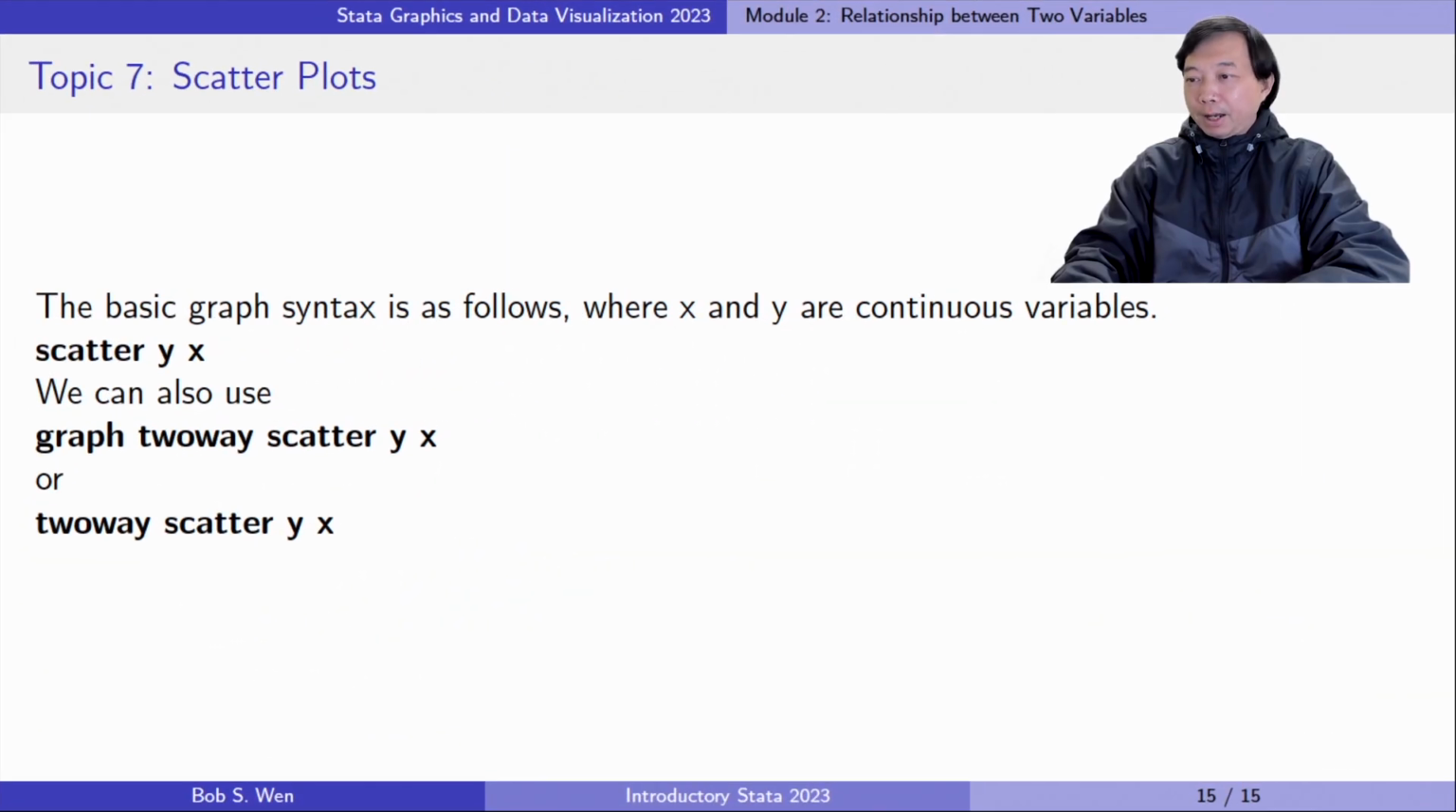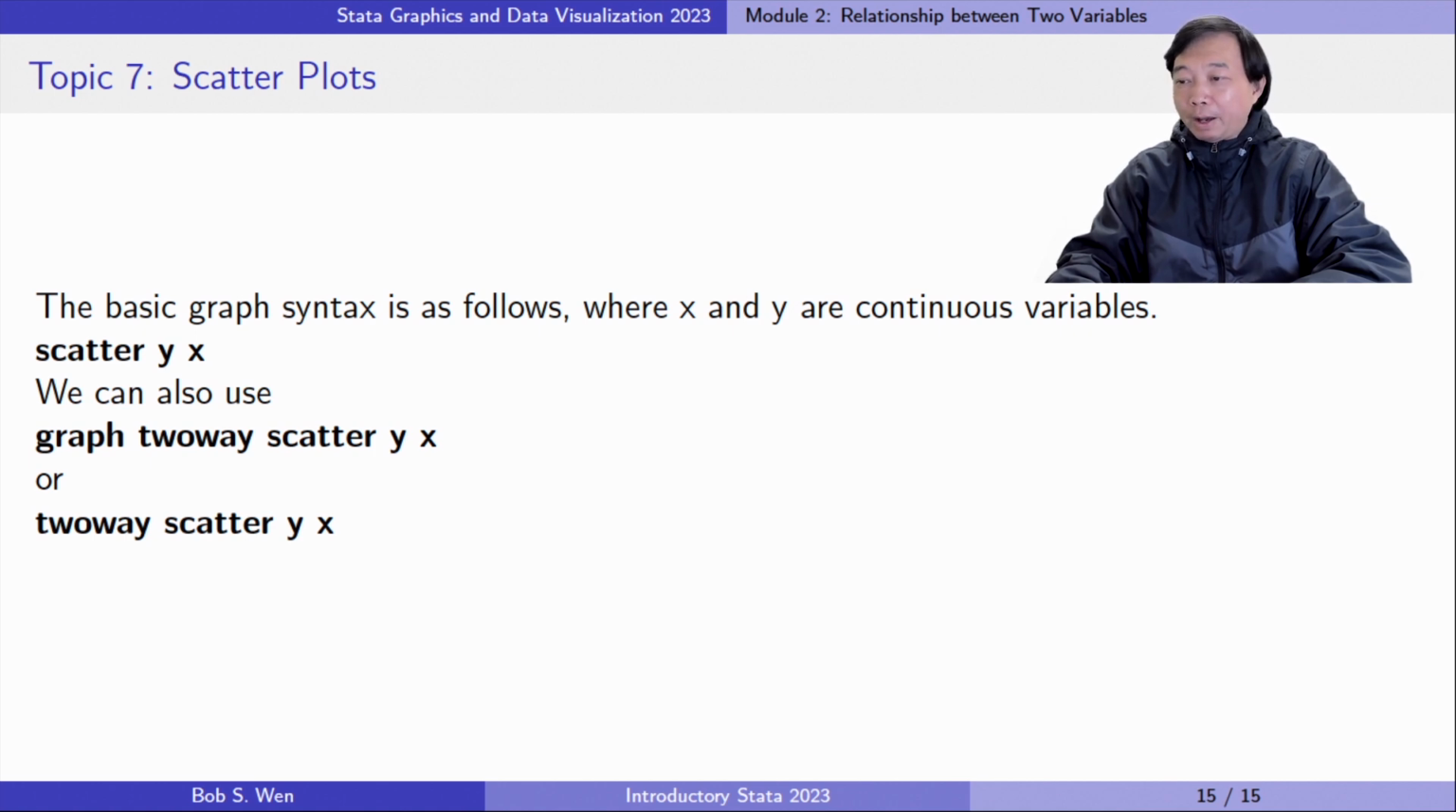The basic graph syntax is scatter y, x, where x and y are continuous variables. Y is the outcome variable or the dependent variable. X is the explanatory variable or the independent variable. Because scatter plots are a member of the twoway family, we could type graph twoway scatter y, x, or twoway scatter y x.